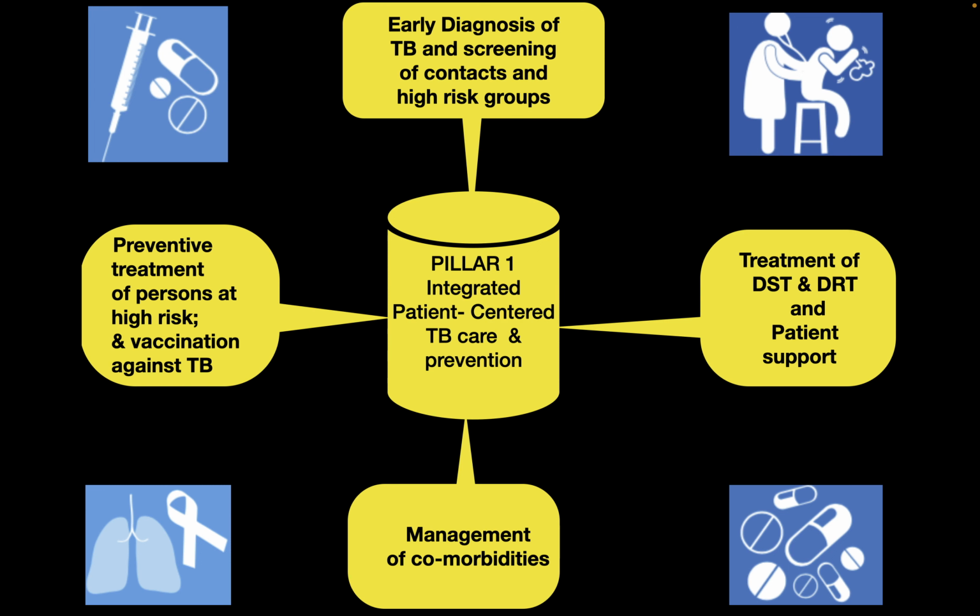Can we have preventive treatment of persons at high risk? Can we strengthen vaccination against TB? Can we diagnose TB early? Can we adopt screening of high-risk groups? Can we treat drug-sensitive TB and drug-resistant TB, and can we provide patient support? Like the Government of India is providing Nikshay Poshan Yojana, 500 rupees for nutrition. Can we manage other comorbidities effectively associated with TB? So pillar one talks about integrated care, right from preventive, diagnostic, treatment and management of comorbidity.